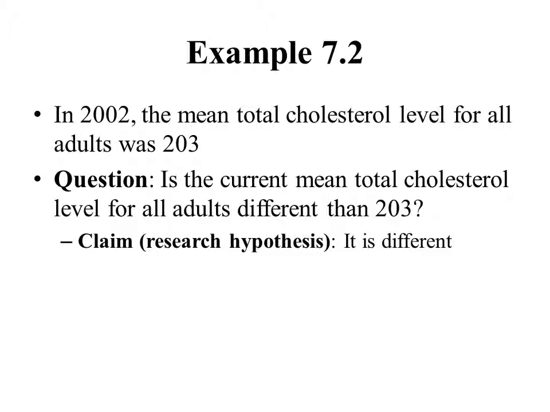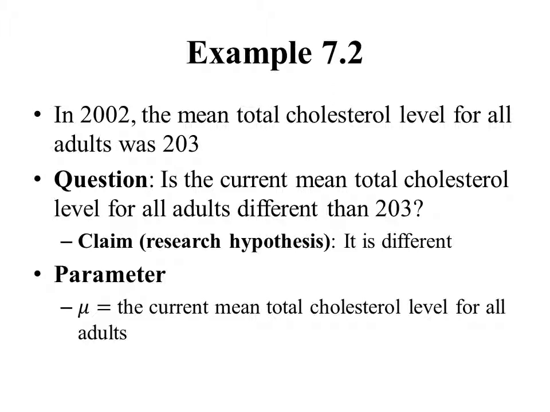Okay. So the claim or the research hypothesis that we're going to make is that the mean is different than 2003. It makes sense that things have changed since 2003. Now we're not sure if the mean has increased or decreased. We're just going to claim that it is different. Okay. So the parameter, what it is we're making a claim about, is mu, the current mean total cholesterol level for all adults. Again, we see this word all here because we're making a claim about the large population of all adults, not just the few in a sample.